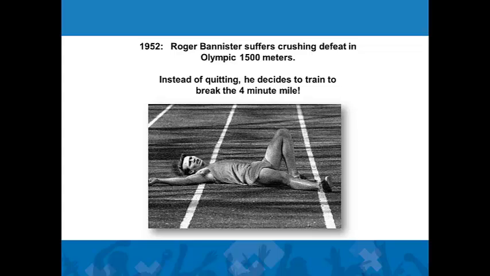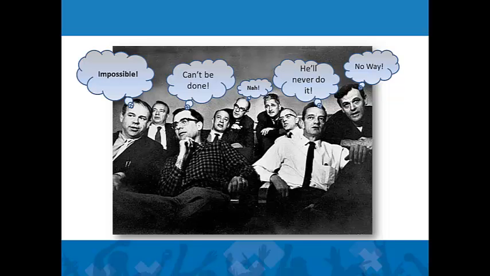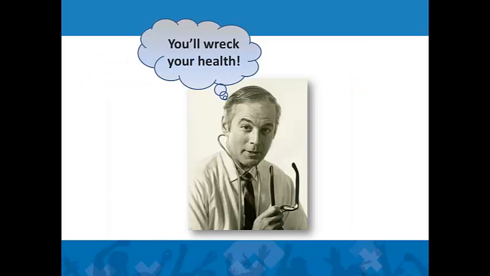But instead of quitting, he decided to train to break the 4-minute mile, which had never been done up to that point. People said it was just absolutely impossible. It couldn't be done. He'll never do it. It'll break his body down. Doctors even said that the human body just couldn't take that kind of stress. It couldn't go a mile in under 4 minutes, that it would hurt the body. Well, let's see what Roger Bannister has to say himself.